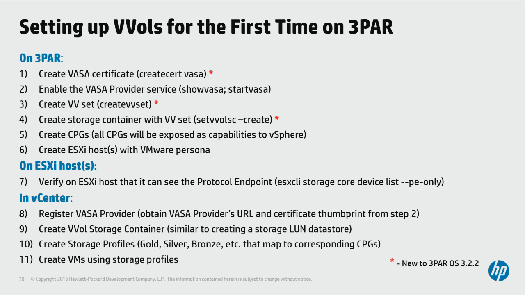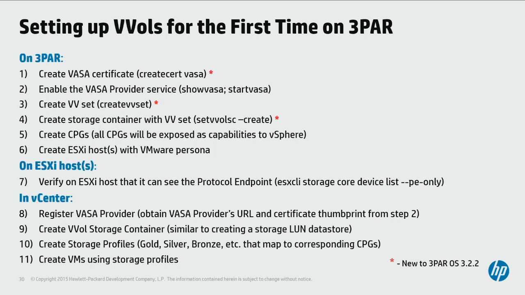You want to enable the VASA Provider service. That runs, in our case, on the storage array. So we have special command line utilities, and I'll show you on the next step how we do that to start that on the array. Create our VV set that's specific to our array. Create the storage container on those VV sets. Go ahead and create our CPGs, which are kind of our disk groups on the storage array. That's specific to us. Create our persona, and then on the host itself, you want to verify that you can see the protocol endpoint. There's a command for that I'll show you.